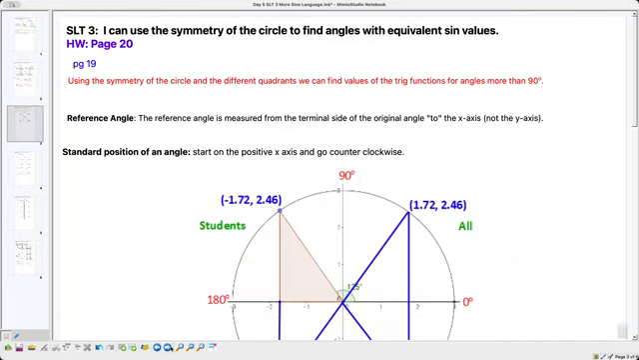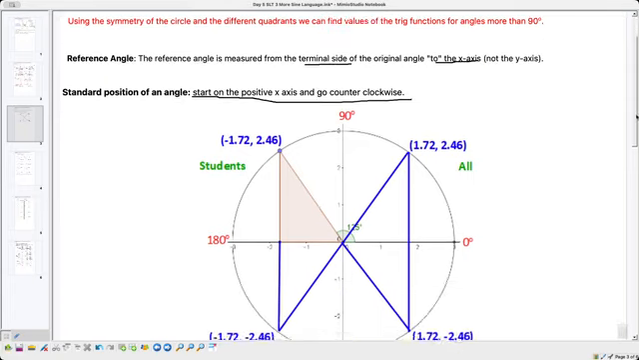Okay, so on page 19, it says using the symmetry of the circle in different quadrants, we can find values of trig functions for angles of more than 90 degrees. So really what's happening here, when we put an angle in standard position, remember standard position, we start on the positive x-axis and we go counterclockwise from yesterday, we can find a reference angle. And that reference angle is measured from the terminal side to the x-axis, always to the x-axis, never to the y-axis. So when I do that, I want to make note of certain values.